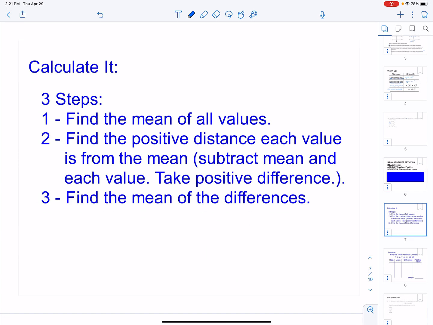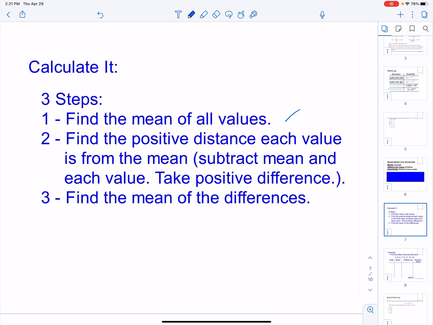So there's 3 steps that we follow when we're dealing with mean absolute deviation. Find the mean of all the values. So you take all the numbers, add them all up, and divide by how many you had. Step number 2, find the positive distance each value is from the mean. So you take that mean and you take each data value and you subtract them.